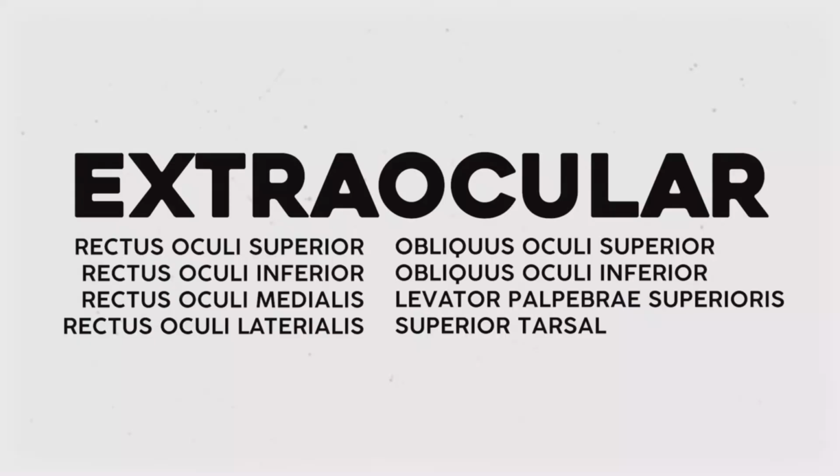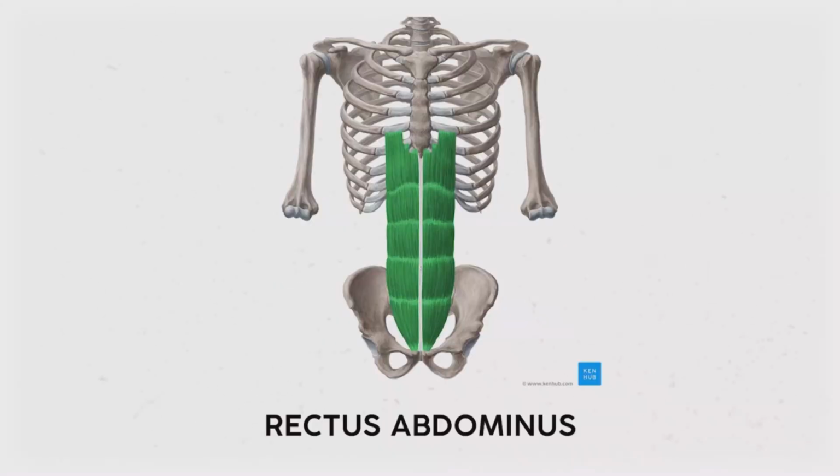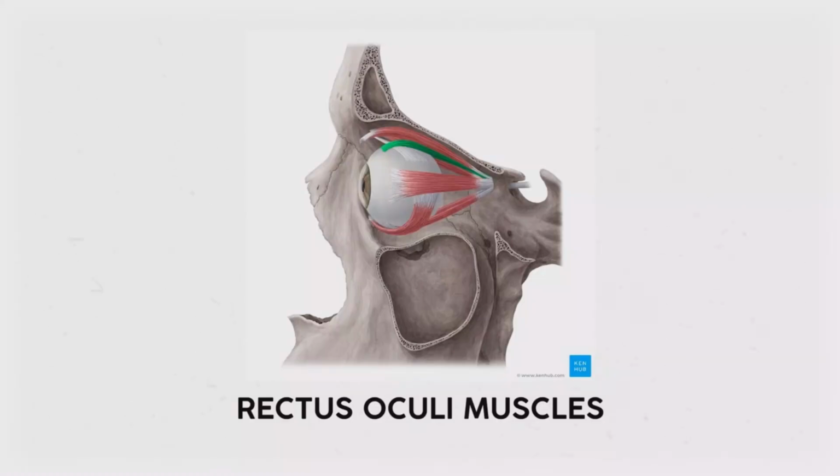The next chunk is made of the muscles that move the eye, or the extraocular muscles. And while there are 8 names here, we can actually chunk them up even further. 4 of them are rectus muscles. And when we see rectus in muscle names, think of muscles that pull in a straight line, like the rectus abdominis, rectus femoris, or the rectus oculi muscles in the eye.